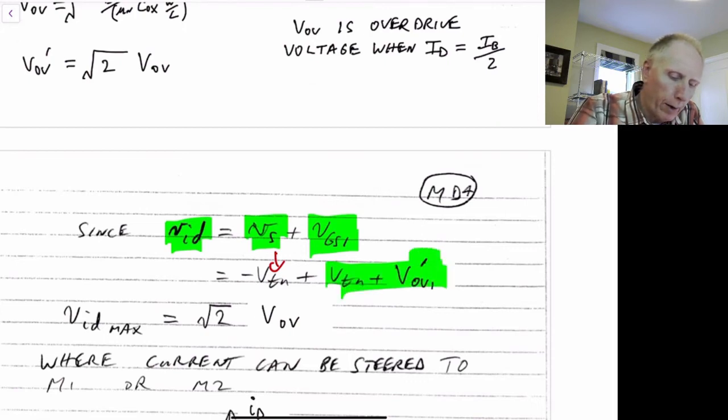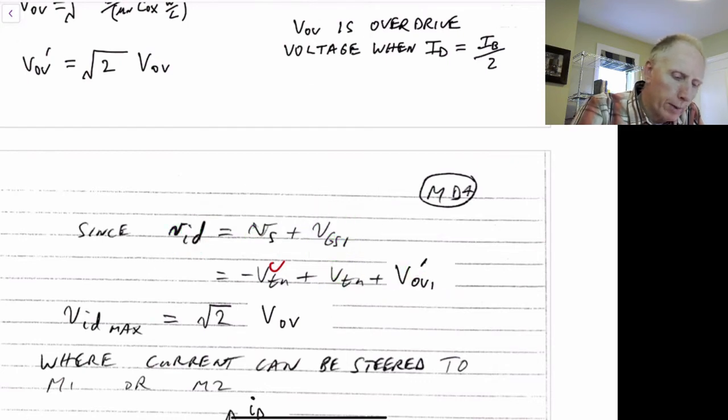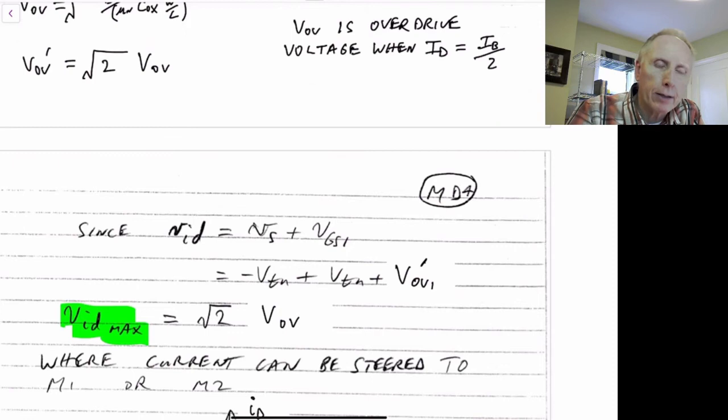So what we see then is that these two terms cancel out. This term and this term cancel. So we just have that the maximum voltage we can put on this, and it still is steering the current, is equal to root 2 times V overdrive. If you go higher than that value, the current is already in M1, and so it doesn't change anymore. It just stays at always IB. But before this value, it's always still steering a little bit more and more current towards M1.